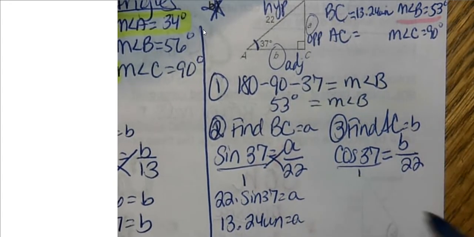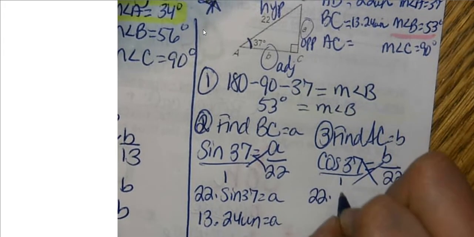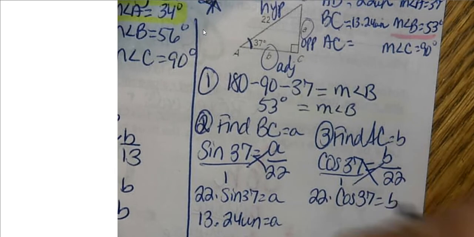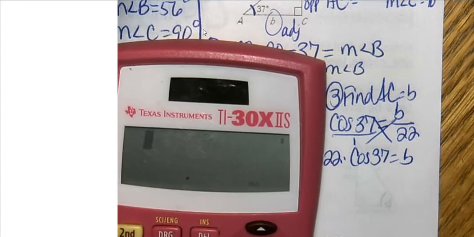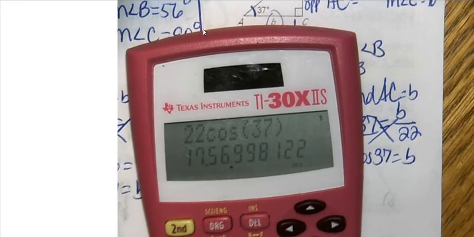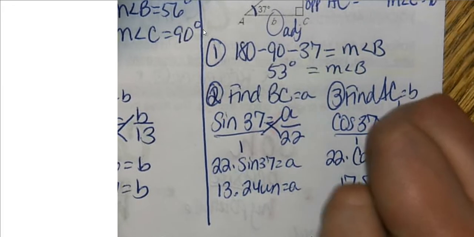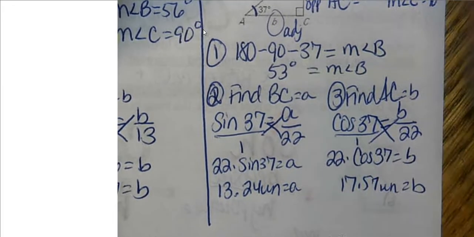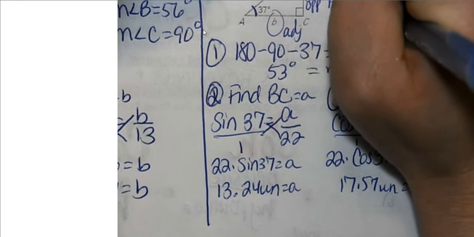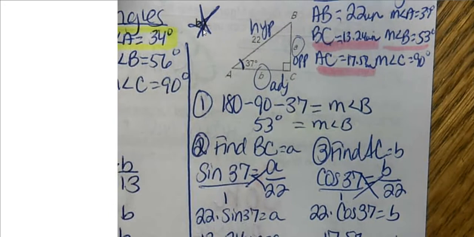Cosine of 37 goes over 1 since it's just a number. We use cross product. So this is 22 times the cosine of 37 is equal to b. And I'm going to put this into my calculator exactly as I see it. So that's 22 times the cosine of 37, and I end up with 17.57. So 17.57 units is equal to b. And so we were able to identify all of our missing information using trigonometry.